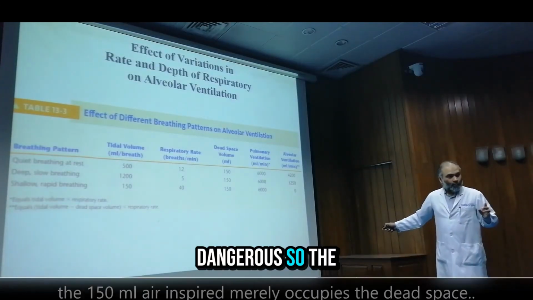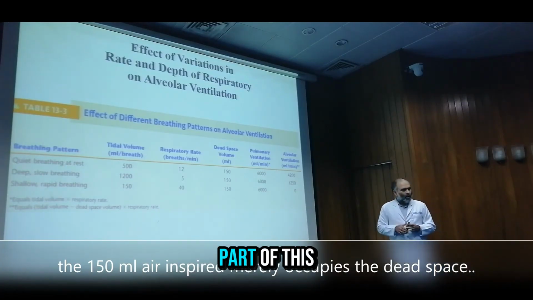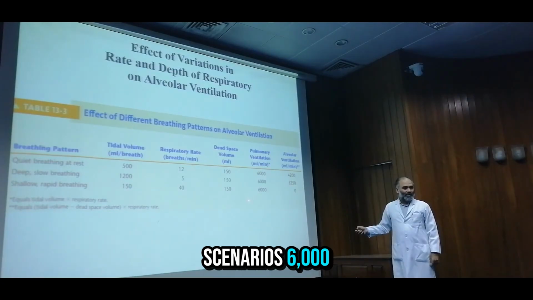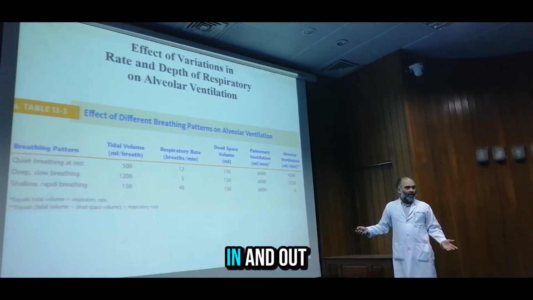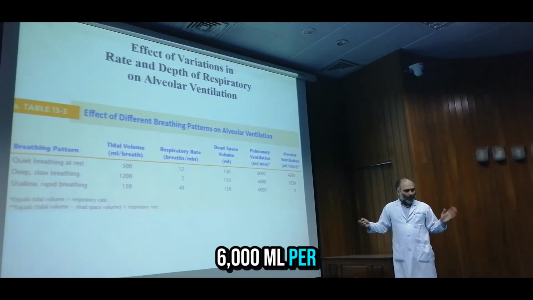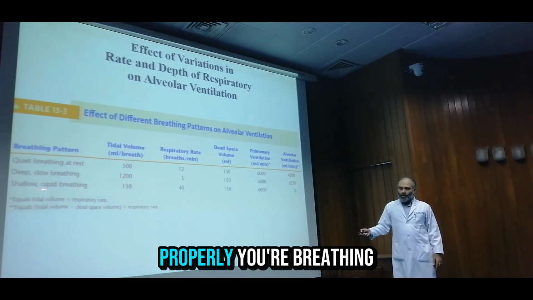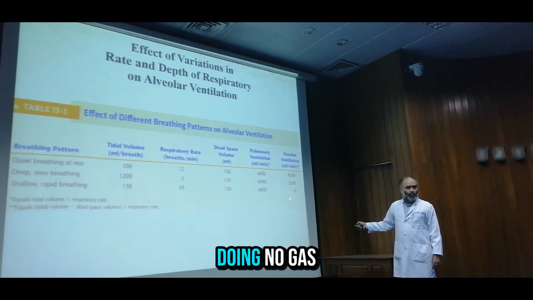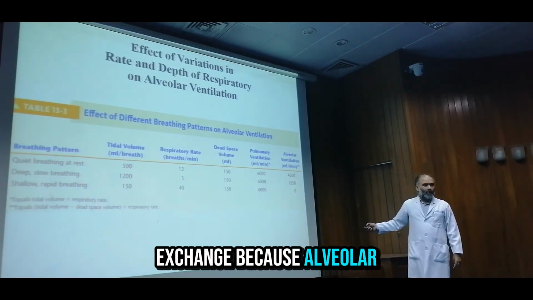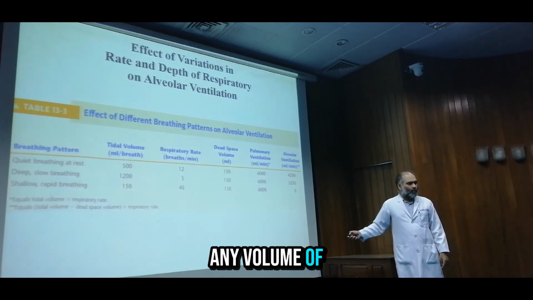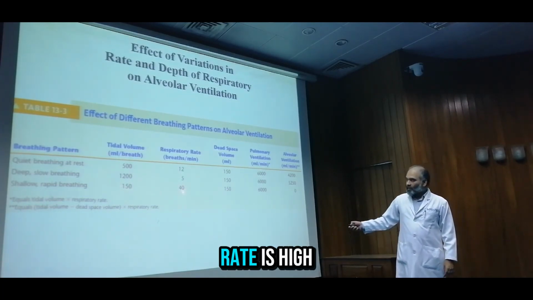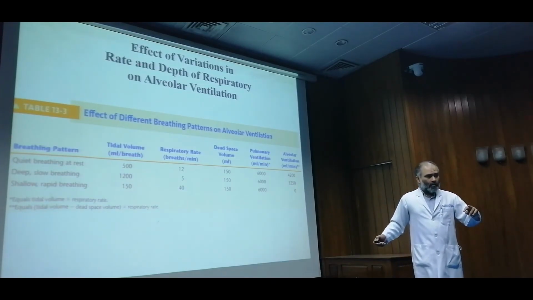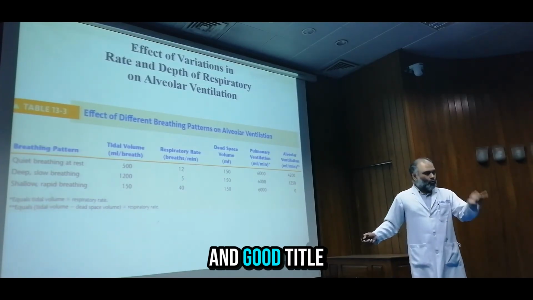It's this dangerous. The interesting part of all this is that pulmonary ventilation is the same in all three scenarios: 6000. So you're taking in and out 6000 ml per minute. But if you are breathing shallow and rapid, then you are doing almost no gas exchange because the alveoli are not receiving any volume of air. Why? Because the rate is high, but the tidal volume is low. Replace that in your mind with high respiratory rate and good tidal volume.